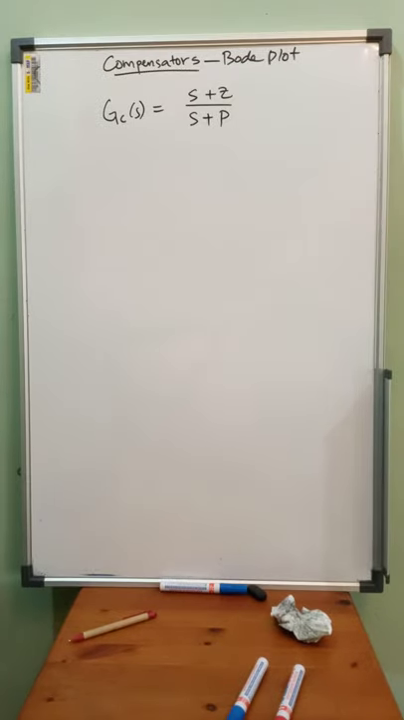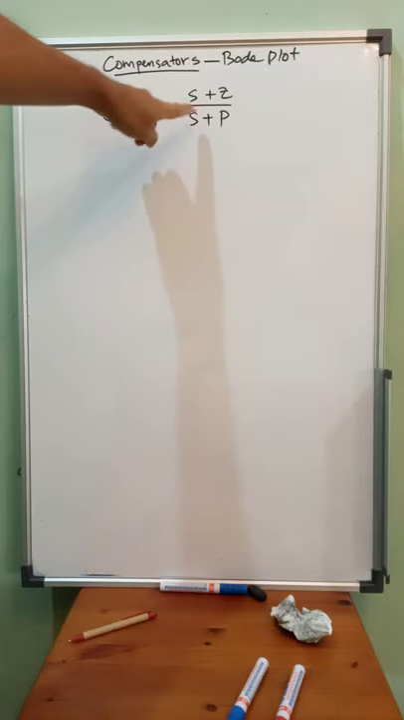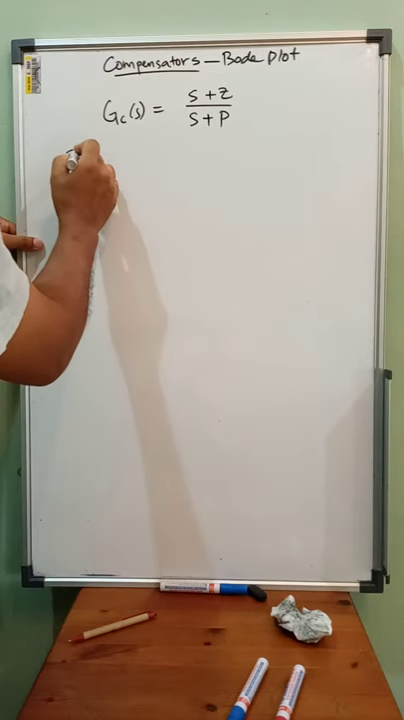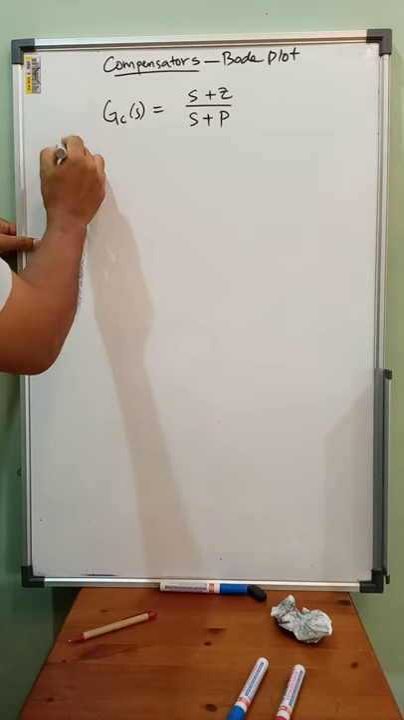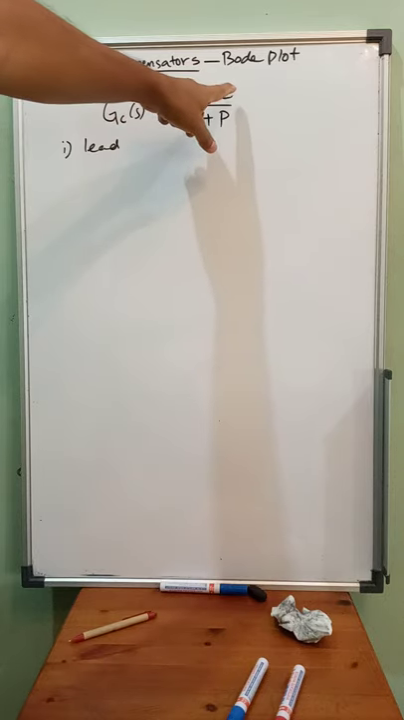Okay, now I'm going to show the basic concept of lead compensator, lag compensator, and lead-lag compensator using Bode plot. Okay, let's say we have a compensator gain equal to S plus Z over S plus P. So in the S plane, let's say lead. Okay, for a lead compensator, Z is smaller than P.